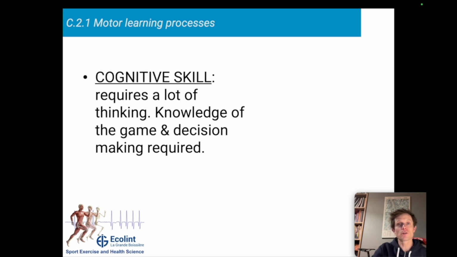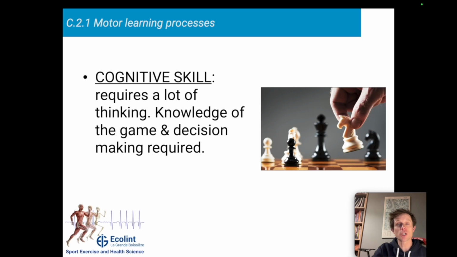We can also talk about cognitive skills, and these are skills where processing in the brain is much more important for the outcome. Indeed, an entirely cognitive skill is entirely dependent on our thinking processing and not at all dependent upon our physical movement. A good example of this might be chess.